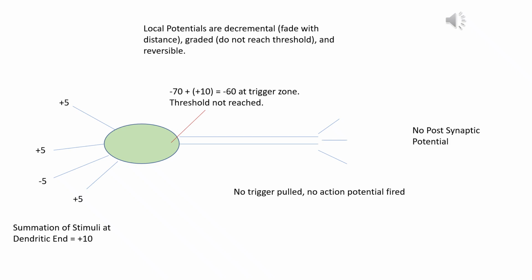In order for the signal to be transmitted from the receiving neuron to the next neuron or to the target tissue, we have to pull the trigger. Pulling the trigger is dependent upon the summation of stimuli. Some stimuli are depolarizing, they open sodium channels. Some are hyperpolarizing, they open chloride channels. So that is a local potential. Now let's look at the next illustration for an action potential.